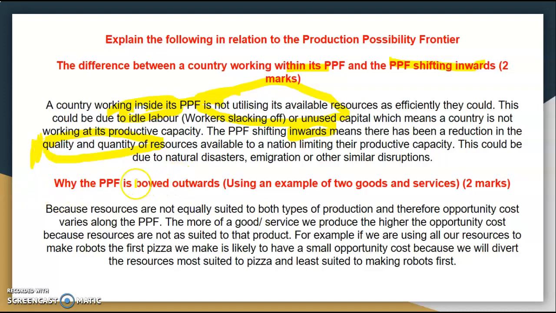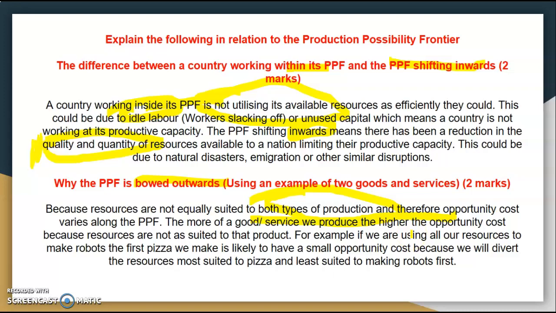And the second question, why is the PPF bowed outwards? Use an example. The PPF is bowed outwards because resources are not equally suited to both types of production. Opportunity costs will therefore vary along the PPF. So the more of a good or service we produce, the higher the opportunity cost, if we start to use resources that are less suited to that type of production.